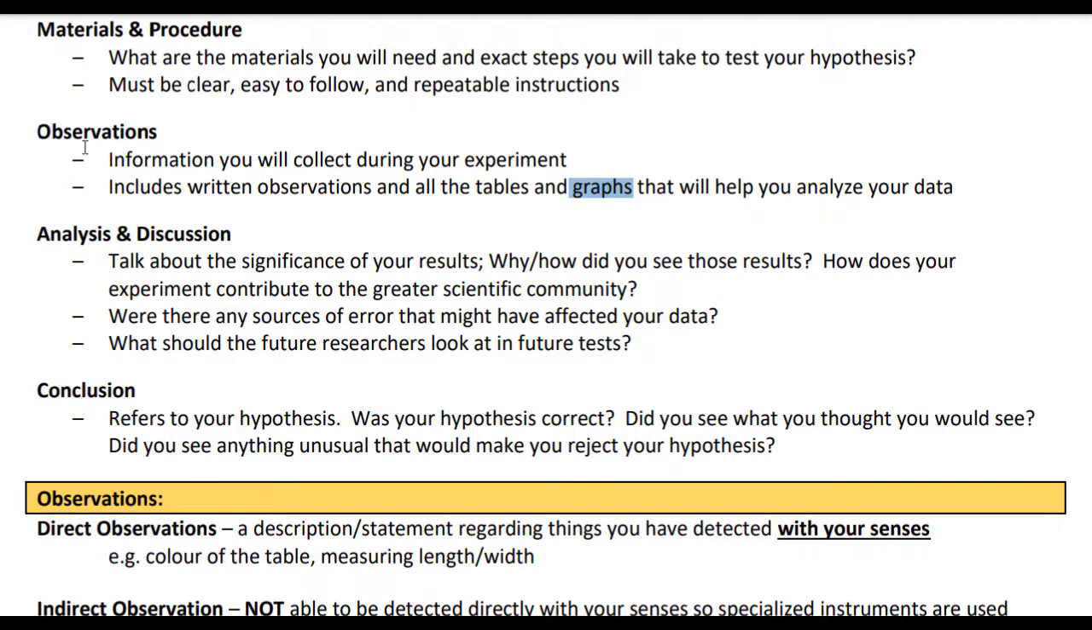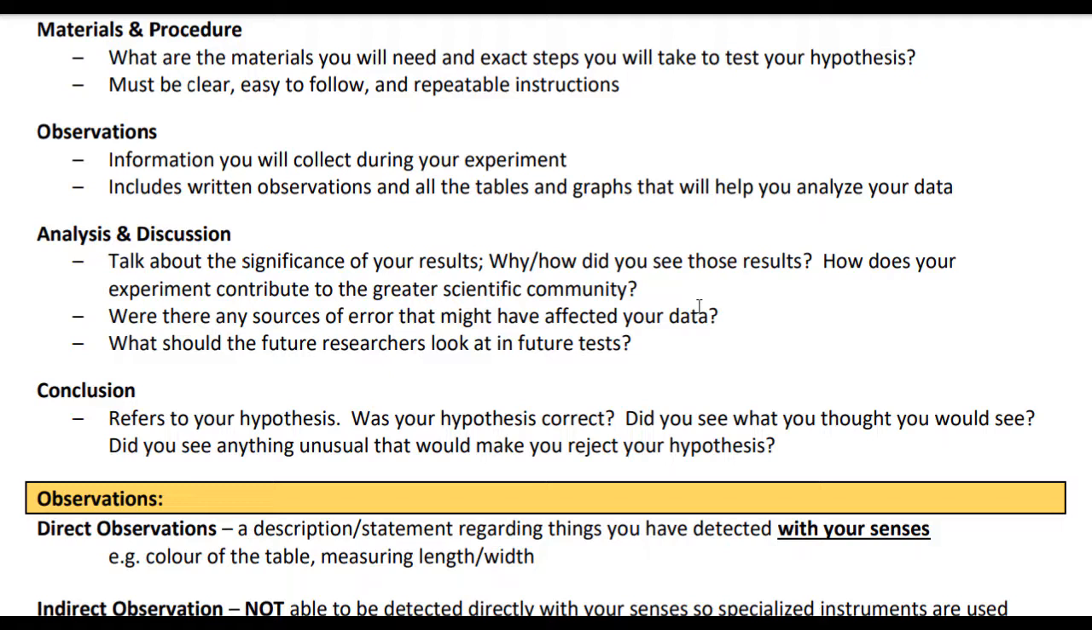And once you've done your observations, then you talk about why it's important. What is the significance of what you just found? Why did you see that? How did you get that result? What happened that got you there? Was there anything surprising in what you saw? Was there a bit of new information that you can share with the scientific community?